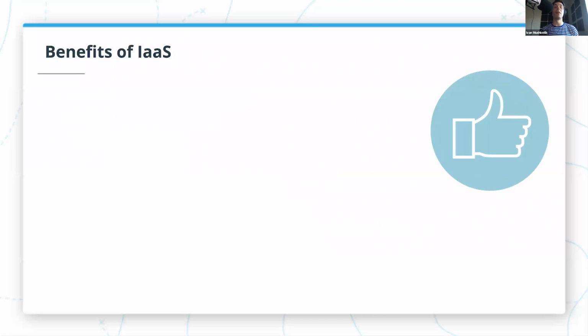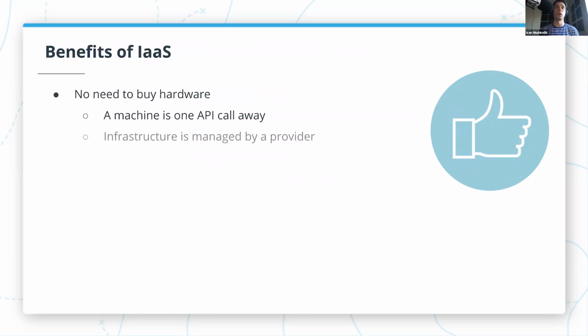Now, there are a few benefits of using infrastructure as a service. One of them is that we don't need to buy hardware, we can just rent it. And if we want to rent one more machine, that's one API call away from us. Infrastructure is now managed by a cloud provider, so instead of focusing on configuring our infrastructure, we can focus on something else. We can focus on implementing our applications.